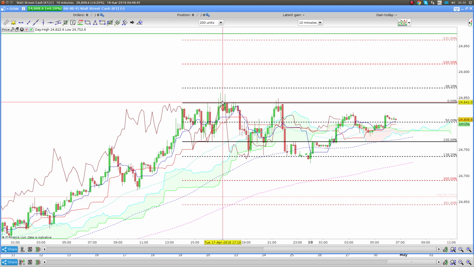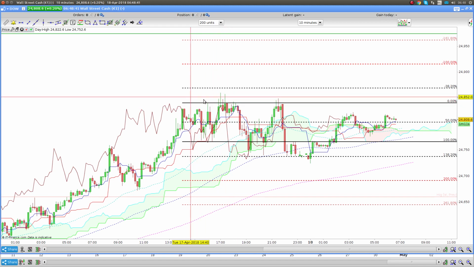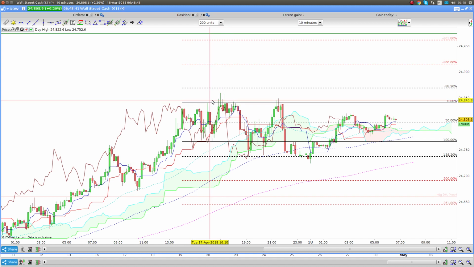You can see I'm getting breakthroughs, but I'm not getting closes. And I need a close above this range in order for me to be convinced that we're going to try and break through this level here.